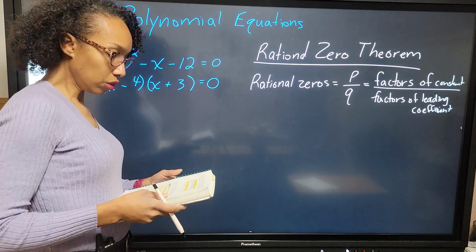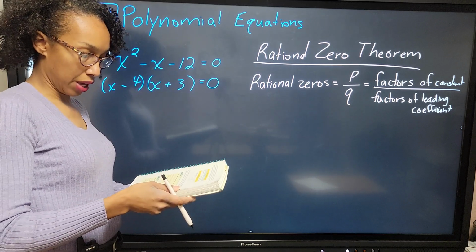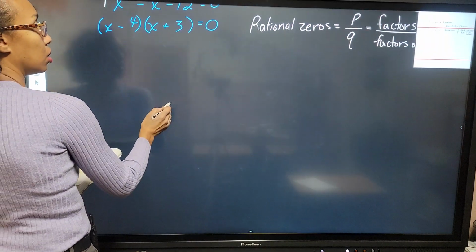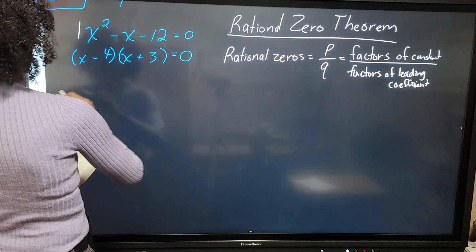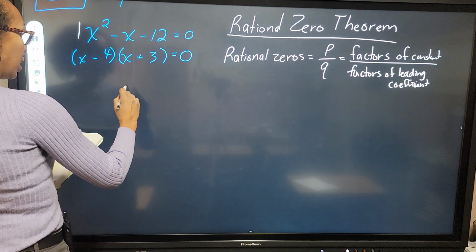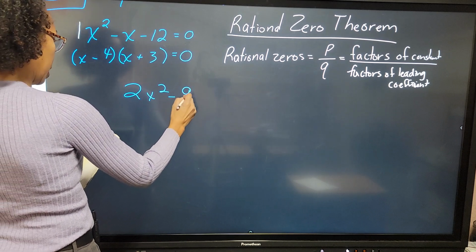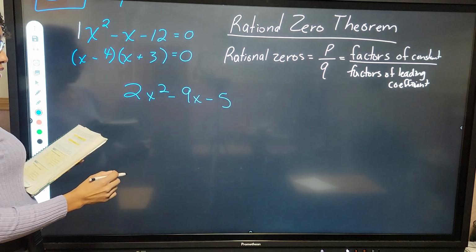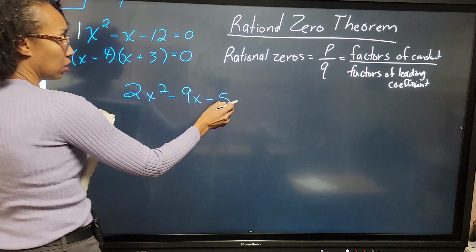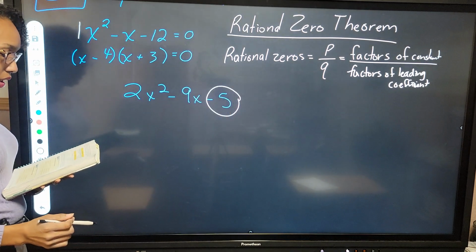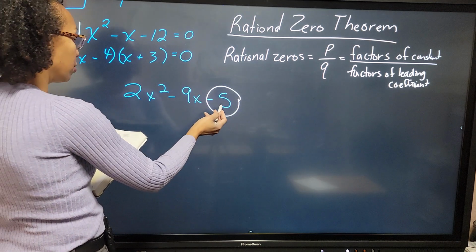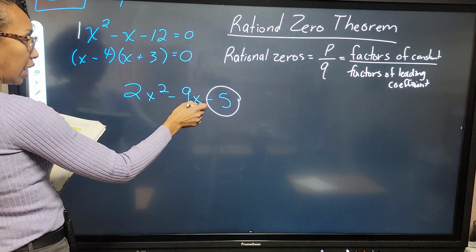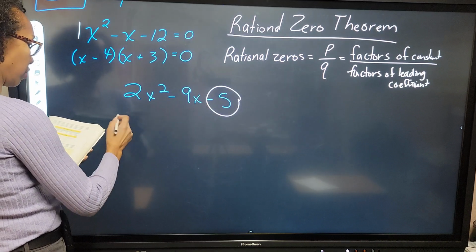Alright, so they're showing us an example of that on page 119, where they have 2x squared minus 9x minus 5. I'll leave our instructions there to look at. We're looking at the factors of the constant term. This is our constant. The factors of 5 are just 1 times 5, but we know we could have positive 1, negative 1, positive 5, negative 5.